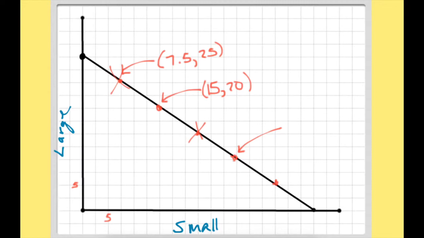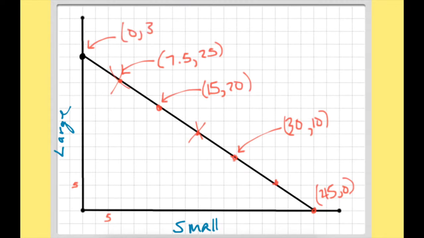That one would be 30 and 10. And of course I have my intercepts: 45 and 0.